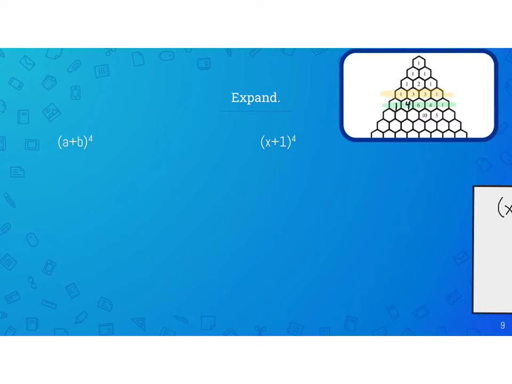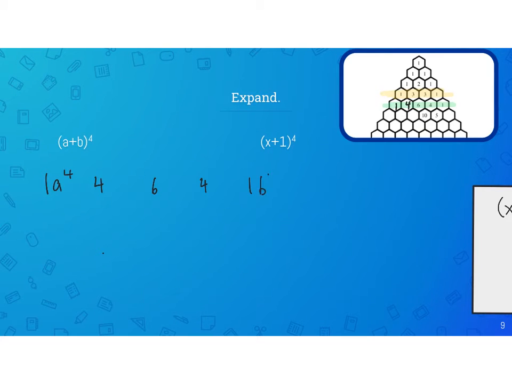All right, let's see if we can figure this out. So over here, I'm going to write down the 1, the 4, the 6, the 4, and the 1. And if we think about what the previous screen said, that one was a to the 3, so this one would be a to the 4.